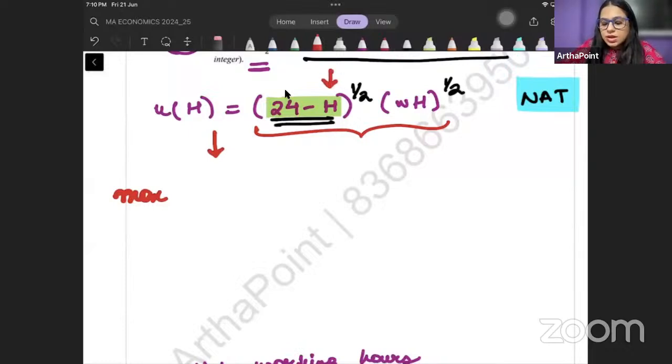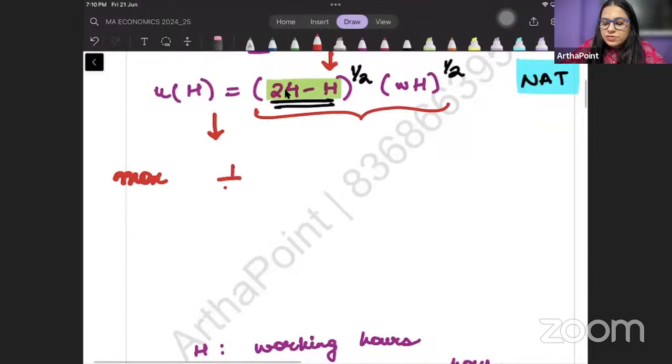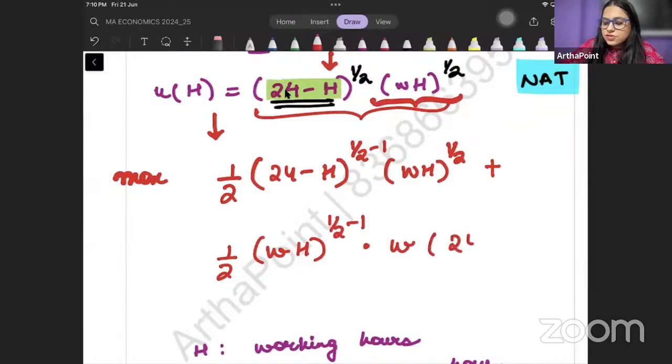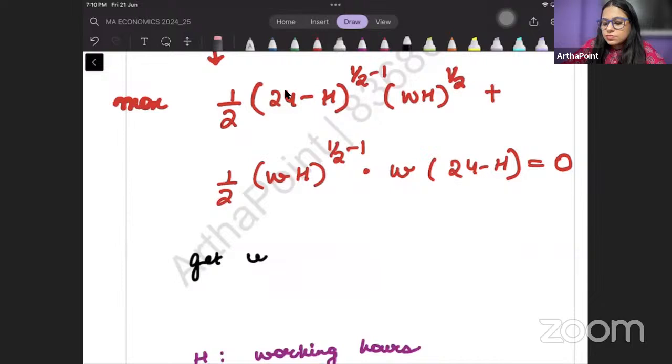कैसे maximize करते हैं हम? Differentiate करते हैं और equate to 0 करते हैं. So when I will go ahead and do this, power will come down, power will reduce by 1 into the second function as it is, plus differentiation of the second function. So I will have again power will come down, power will reduce by 1 into W into the first function as it is and equate it to 0. And from here, get the value of h.